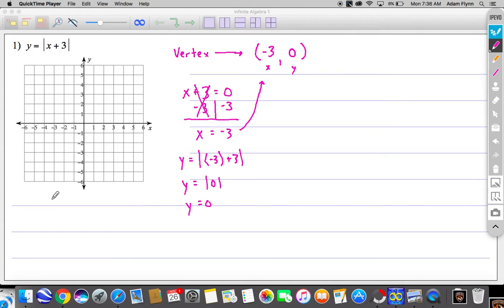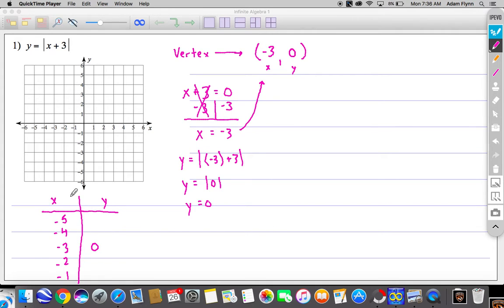So I'll start creating my table of values down here. I've got x and I've got y. I'll plug the vertex right into the middle, negative 3, 0. And I'll pick two integer values for x to plug into my table that are immediately to the left and immediately to the right. So to the left of negative 3, I have negative 4 and negative 5. And to the right, I have negative 2 and I have negative 1.